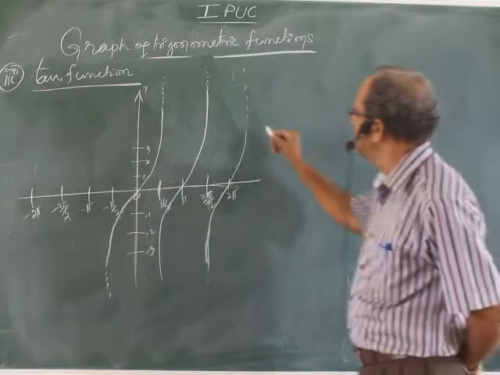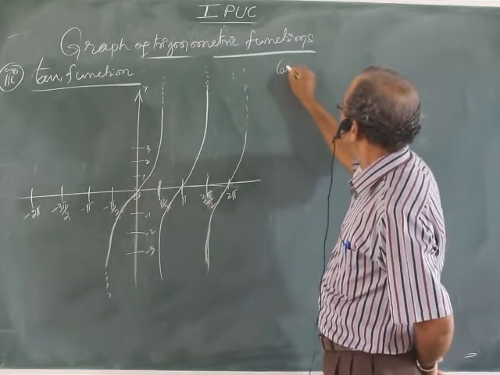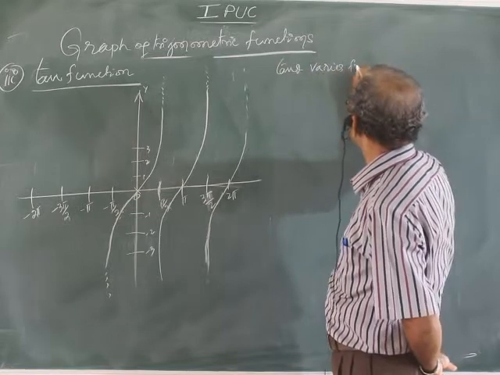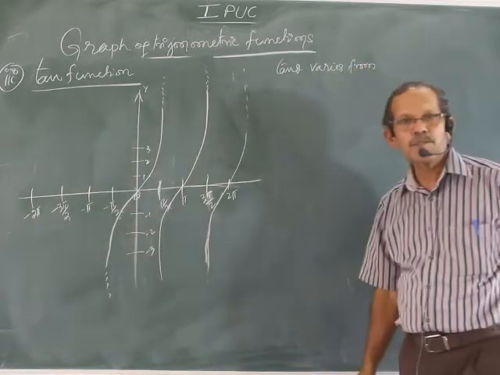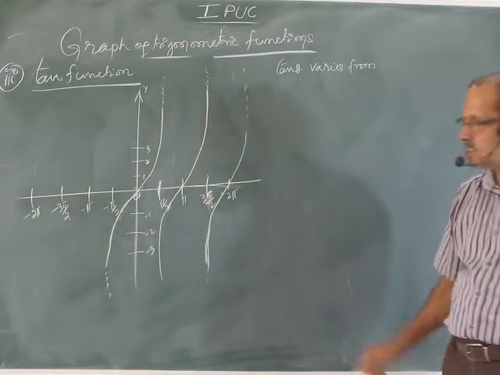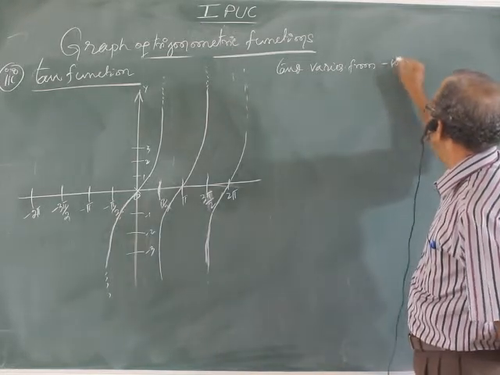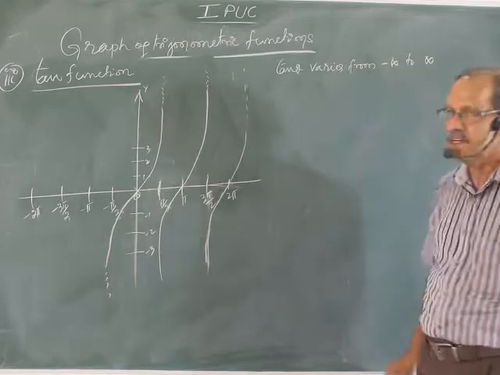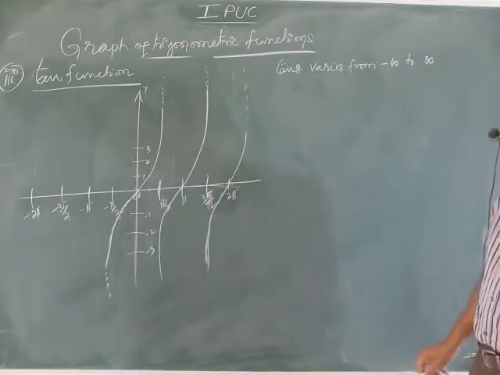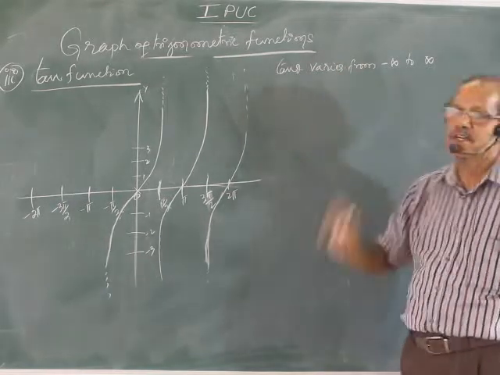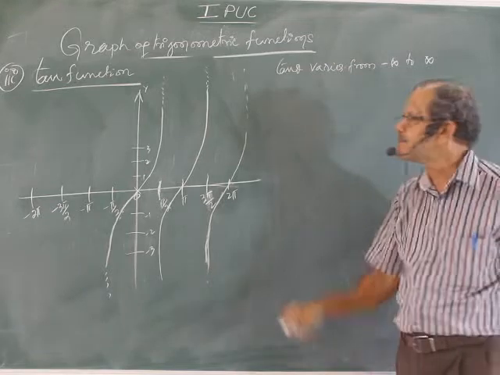Now, tan theta varies from, what is the smallest number that it attains? It is minus infinity. From minus infinity to plus infinity. Its range is from minus infinity to plus infinity.